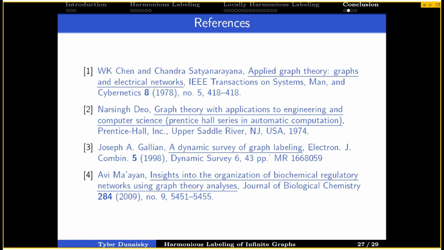Can you explain how the semi-infinite path is not harmonious? Basically, we were able to prove that there is no labeling of the vertices which will result in the edge labels fitting the definition of harmonious.